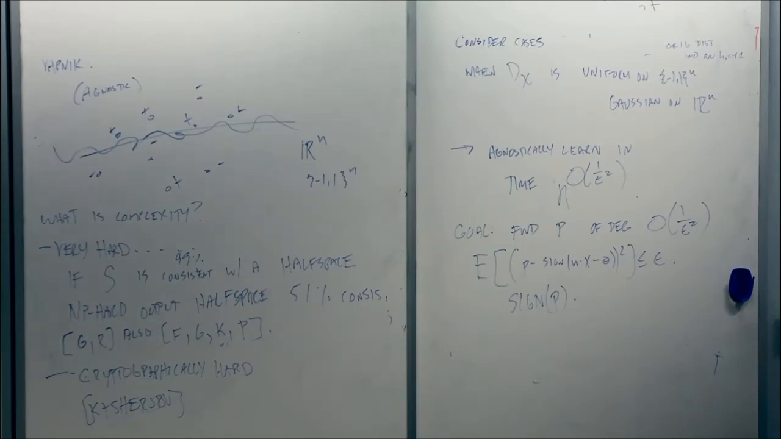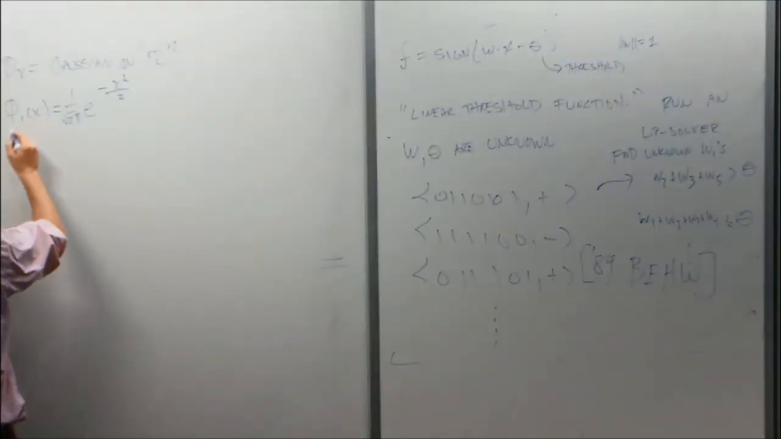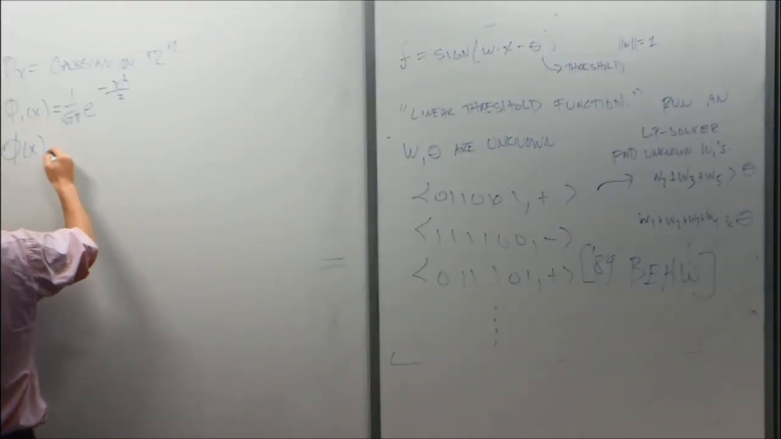So let's take D of x to be Gaussian on R^n. So we have the univariate Gaussian, the PDF of the univariate Gaussian, and then we'll have the n-variate Gaussian.